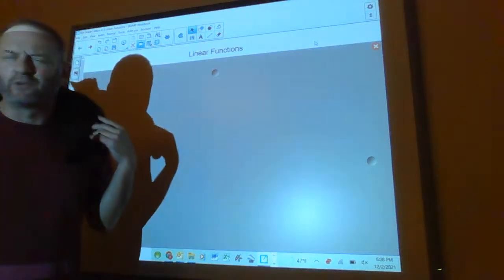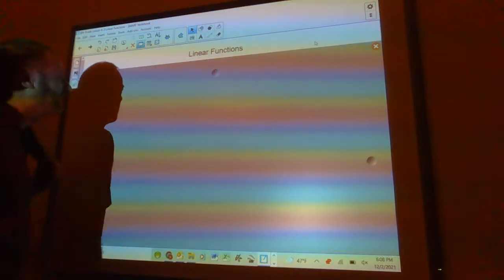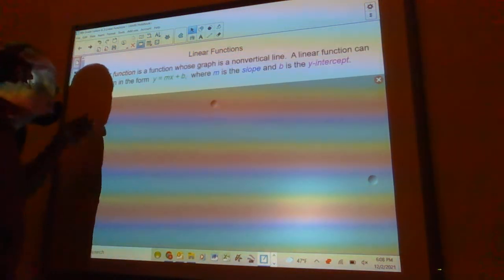Hello, everybody. Today we are going to talk about linear functions with Luna the Math Cat, who wants to be visiting today. So, linear functions.